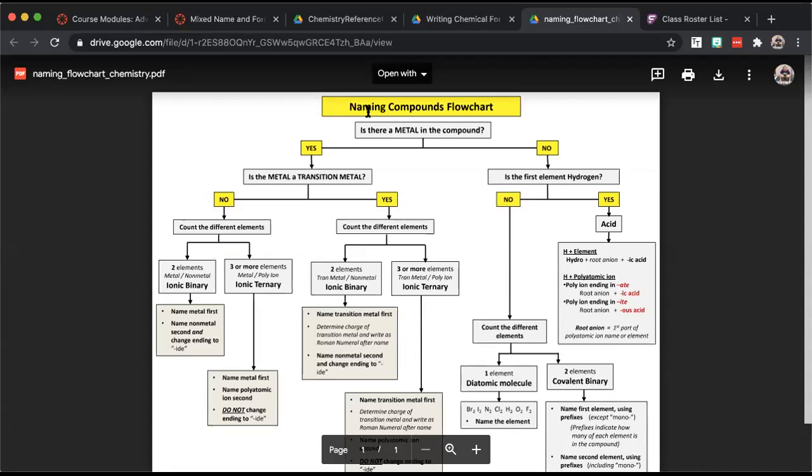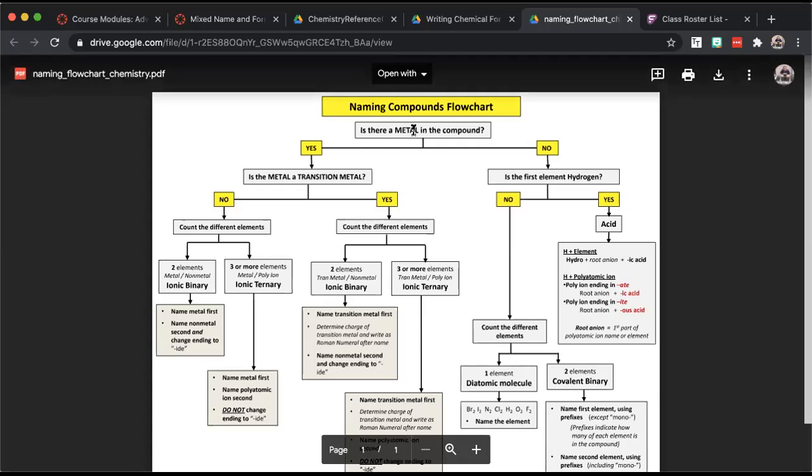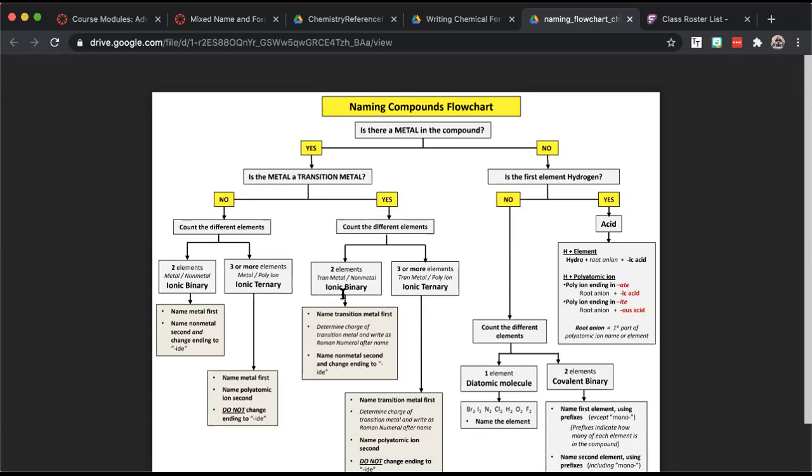This one is the one that you use if you're trying to write the name. So this would mean they give you a chemical formula and you are trying to figure out how to write the name of that compound. For this one, you start up here at the top in the center. This very first question says, is there a metal in the compound? How the flowchart works is you answer each question yes or no, and you follow the arrows to the next question until you get to the end.